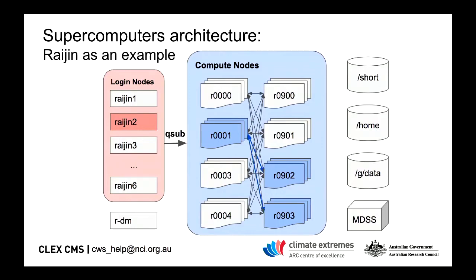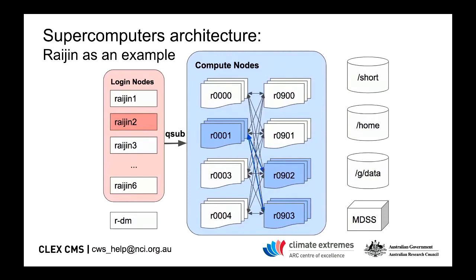Most supercomputers will be structured reasonably similarly to Raijin. We've got two types of node, the login node, which is where you connect to when you connect to Raijin. There's only a couple of these. And then the bulk of the nodes will be the compute nodes, where jobs actually get run.